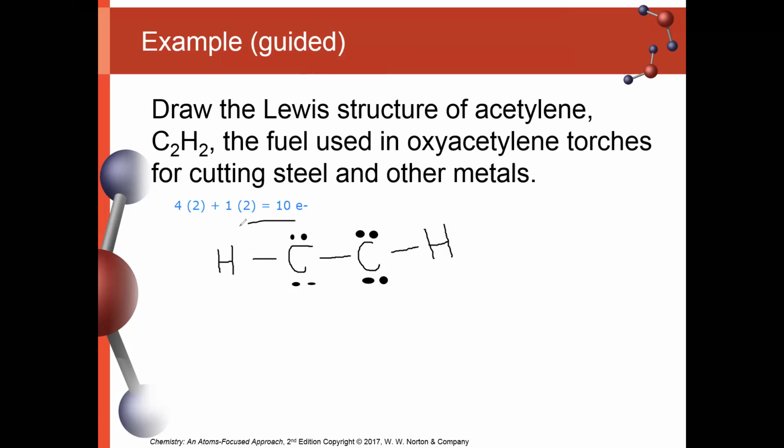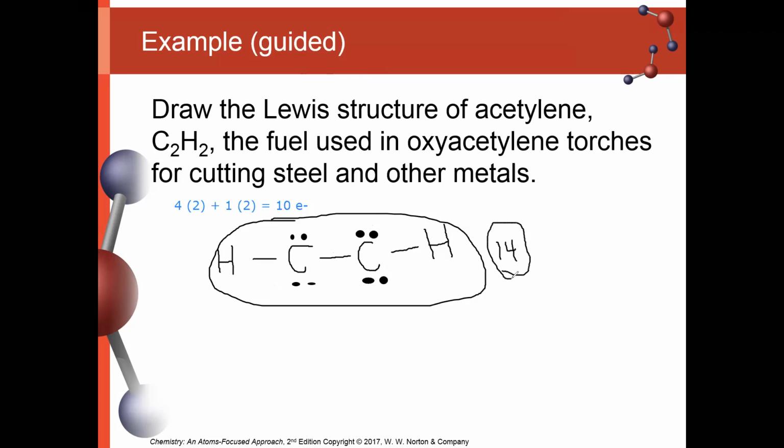Now, if I add this all up together, I had 2 electrons here, 4, 6, 8, 10, 12, 14 electrons in this particular structure. I go back and I compare 14 electrons in this structure compared to 10 in this calculation. Obviously, the molecule that I've drawn is incorrect. I can't have more electrons in a structure than what I have to work with.